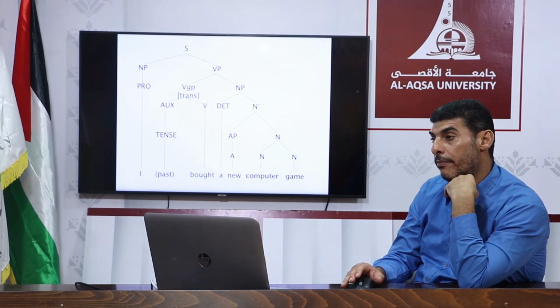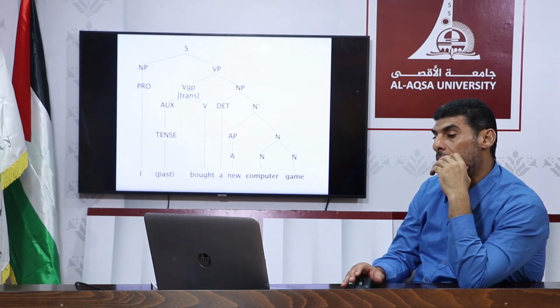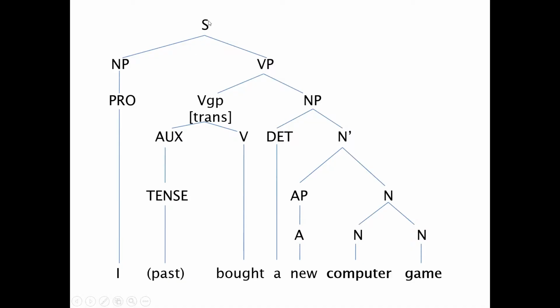So dear students, I'm back to continue with noun phrase. So as you see here, we have sentence, okay, we have noun phrase, and then we have verb phrase. So a verb phrase usually consists of a verb and a noun phrase.